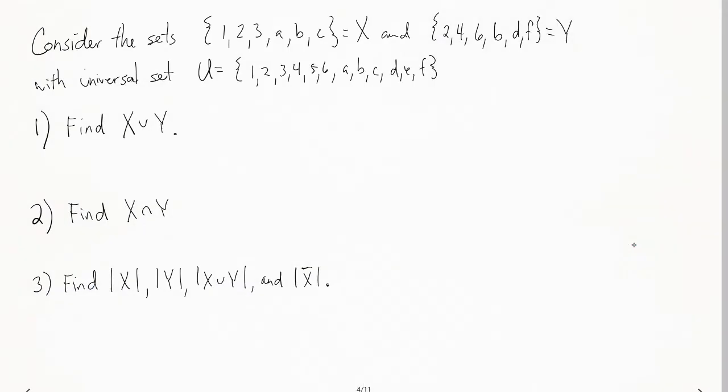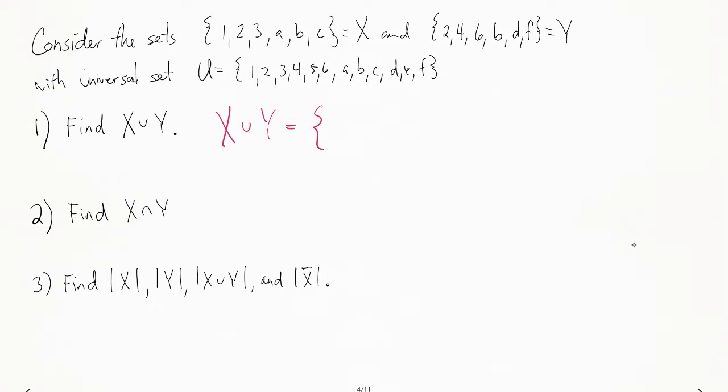Okay. So now, consider the sets where we have X equal to 1, 2, 3, A, B, C, and then Y equal to 2, 4, 6, B, D, F, with the universal set being 1, 2, 3, 4, 5, 6, 7, 8, A, B, C, D, E, F, okay? Sorry, getting in the 7, 8 there. Been counting too much with my younger ones at home.